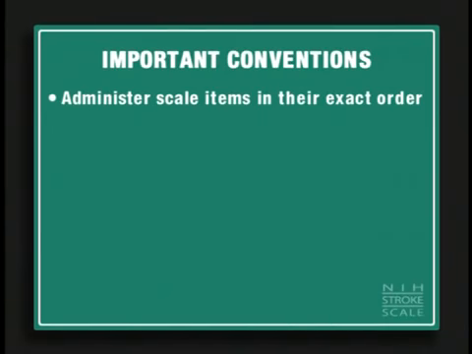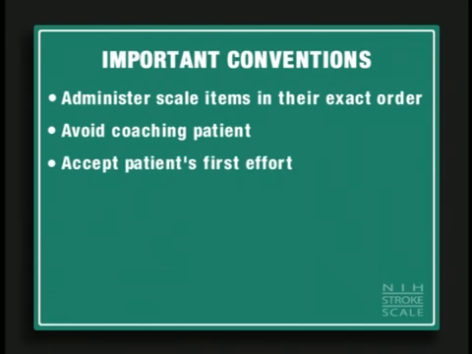Each scale item is judged independently from the previous items. There are some exceptions, and we'll highlight those as we go. Now here are some important conventions used to assure the excellent reproducibility of the NIH stroke scale. Administer the scale items in their exact order. Avoid coaching the patient, even though this may be counter to usual clinical practice of trying to elicit the best performance. Accept the patient's first effort.